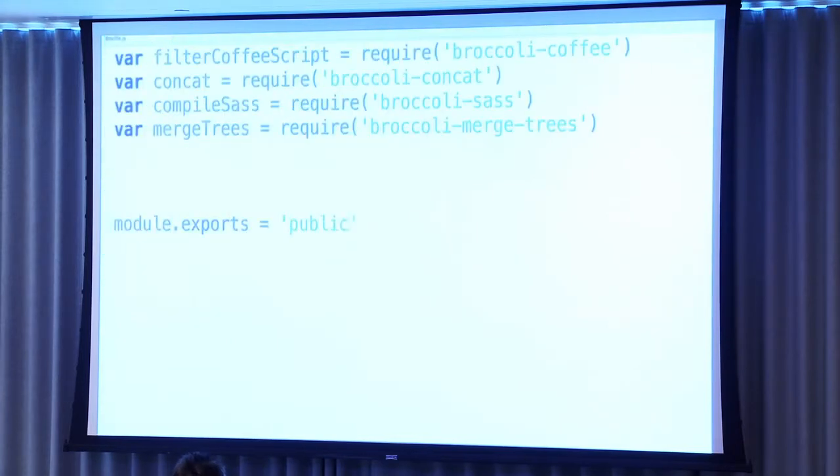So I'm going to skip the require calls on top. And we're going to just start by exporting the public directory. And what this is going to do is, when you run broccoli serve now, it's going to serve all the files in the public directory. And when you run broccoli build dist, it will copy all the files in the public directory over to the dist directory. So that's pretty unexciting.